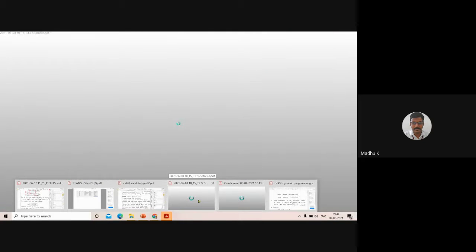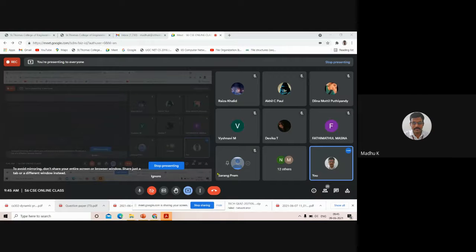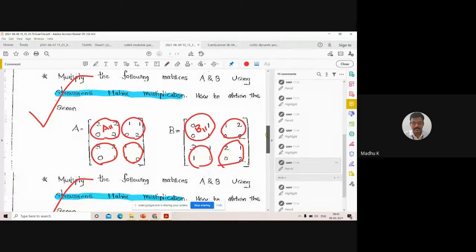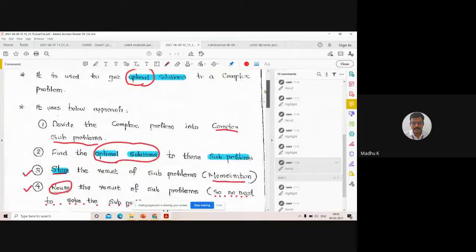So in the previous class we discussed the basic approaches. Which are the different steps, or what is the control abstraction used here? First we will divide the problem into subproblems. Then what we will do? We will try to find the optimal solutions to the subproblems.